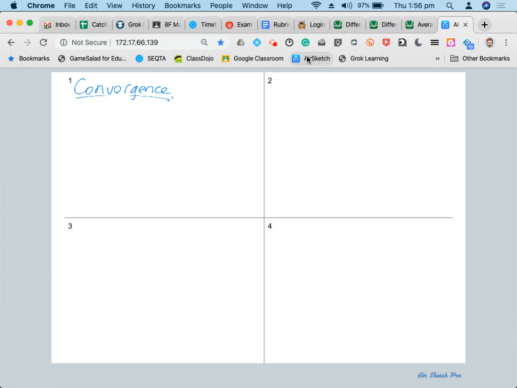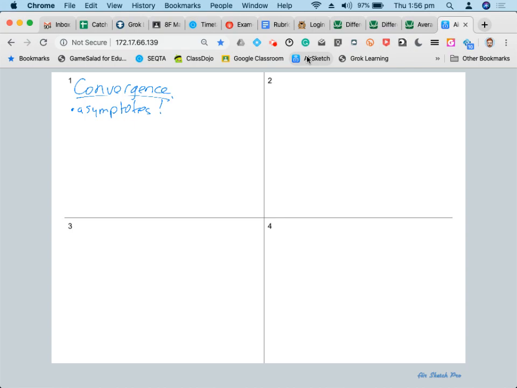Okay, so we have come across the idea of convergence before. So convergence is a value that a function heads towards without actually quite hitting it, but we can say it converges to that value. So when we look at asymptotes, that's an example of convergence. Okay, so it converges to a particular value.